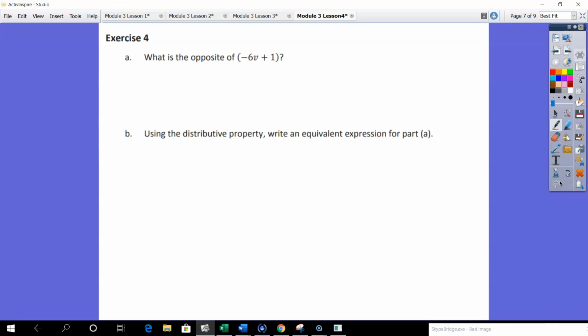Use the distributive property. So we had -1 times 2a plus 3b. Use the distributive property to write an equivalent expression. So -1 times 2a is -2a. -1 times 3b is a -3b.